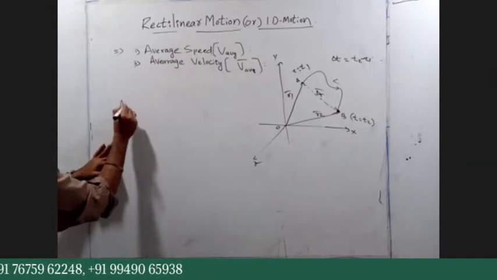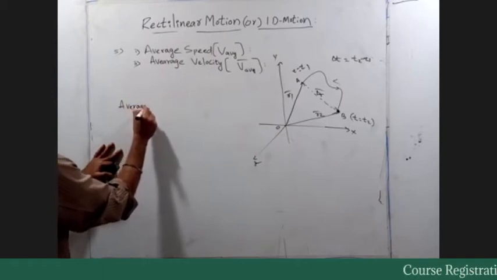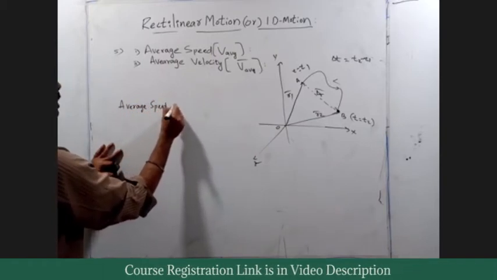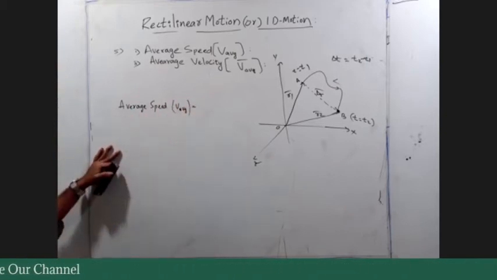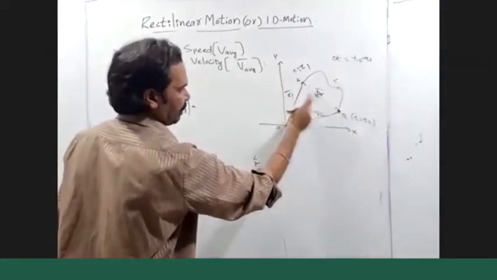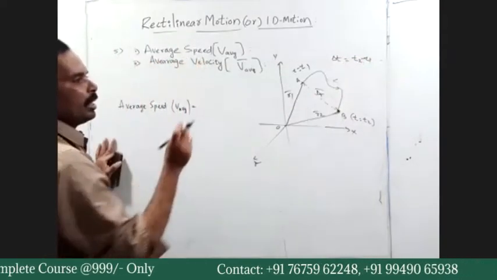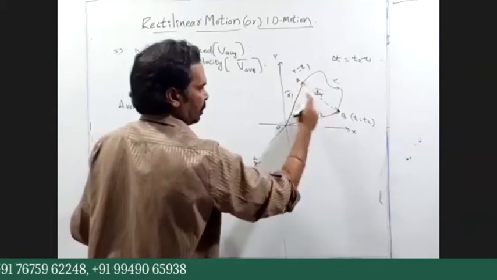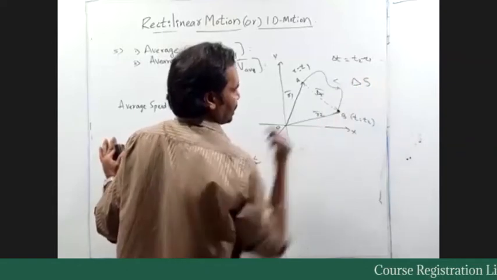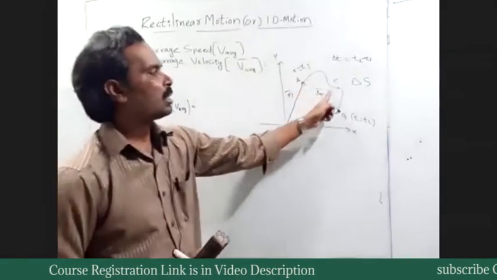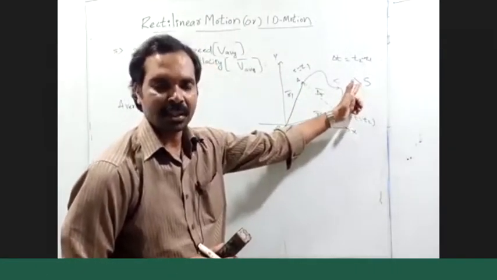Now for that moving particle, I want to calculate the average speed. First I take the definition of average speed, which we represent with the letter V average. It is the average speed of the moving particle in the given time interval, delta t equals t2 minus t1. In this time interval it goes from A to B by this path. Suppose the actual path length traveled is delta S.